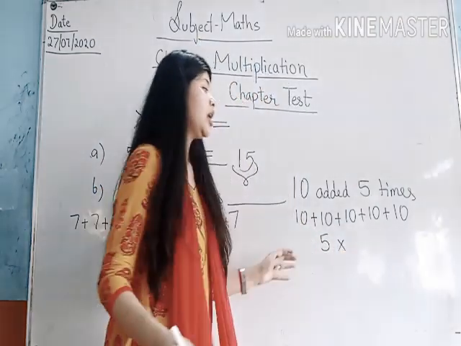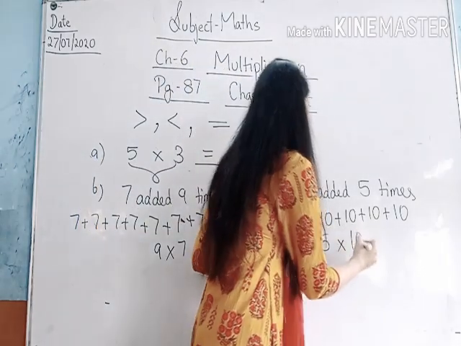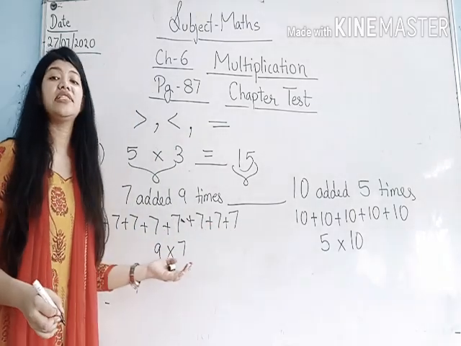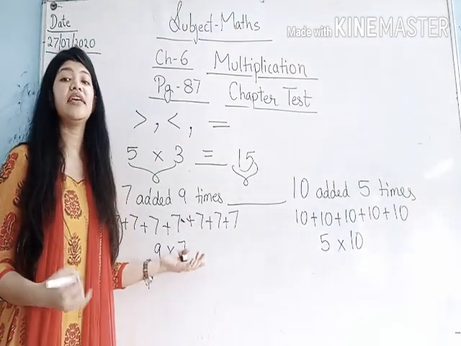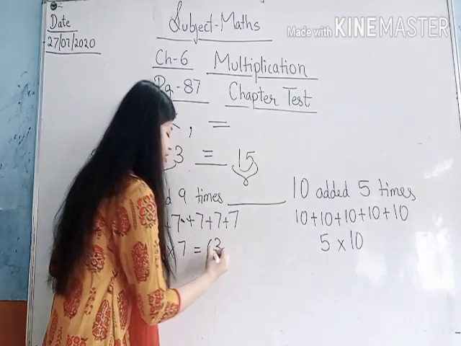5 into. How many are there in each group? 10. Yes. So we will write 10. Now let's compare these two numbers. 9 sevens are. Now tell me, 9 sevens are 63. Yes. So this is 63.